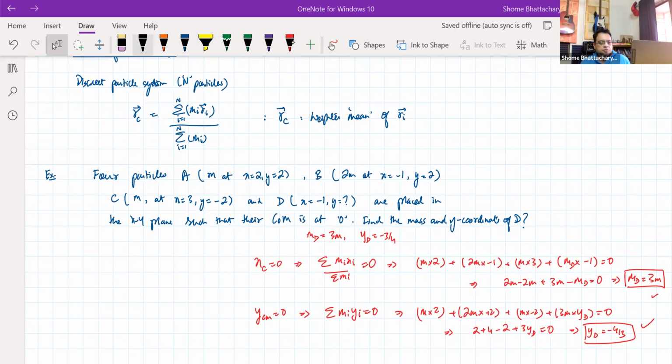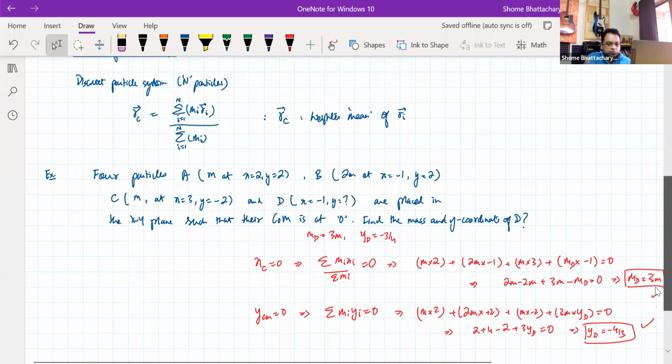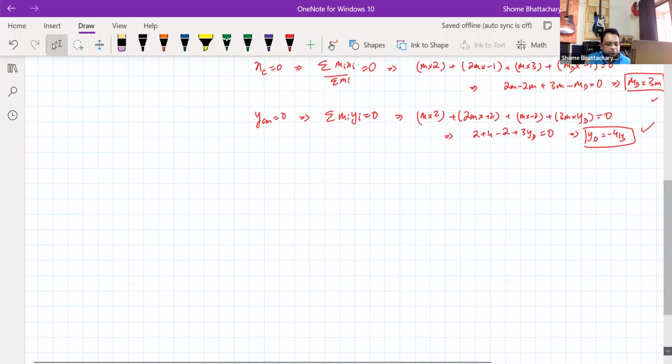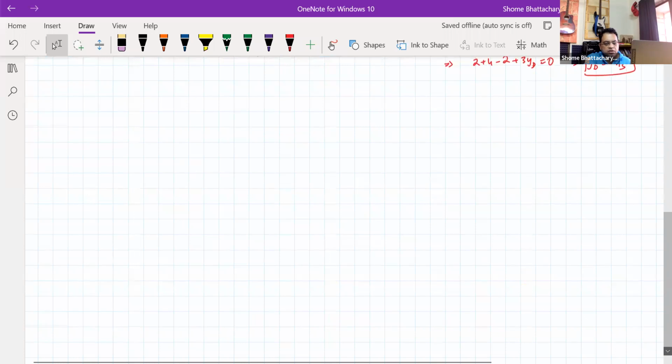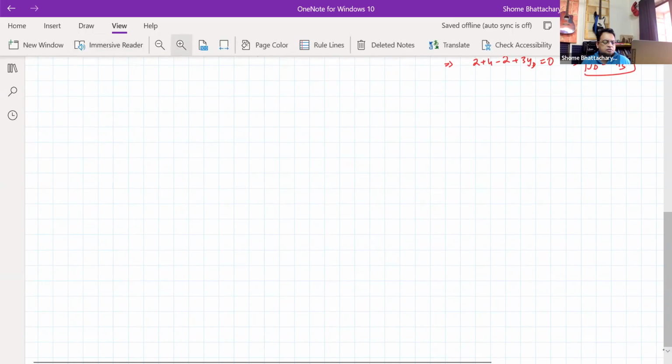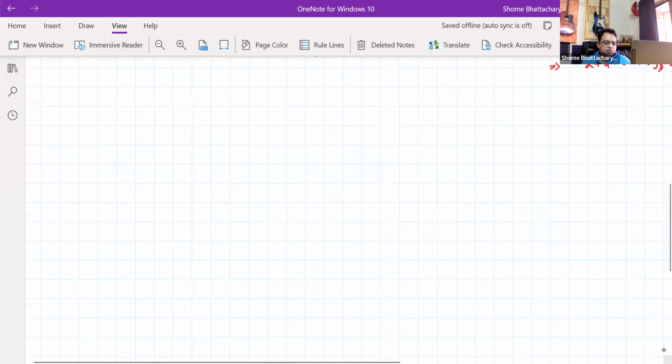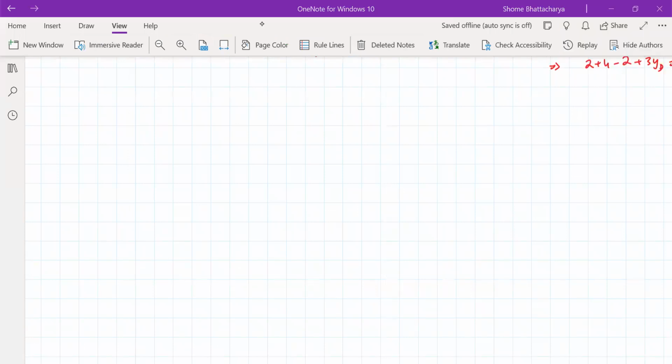Okay. So now let us move on to the next aspect about the center of mass of a many particle system. We'll of course discuss center of mass of continuous mass distribution also, but that will come later. Let's first understand a little bit more about discrete particle system center of mass by understanding the motion of the center of mass.